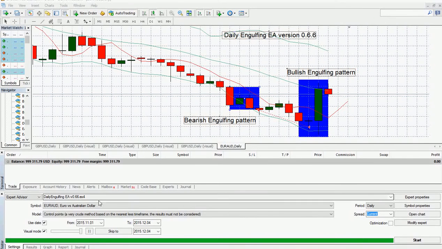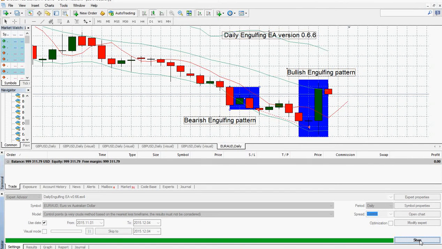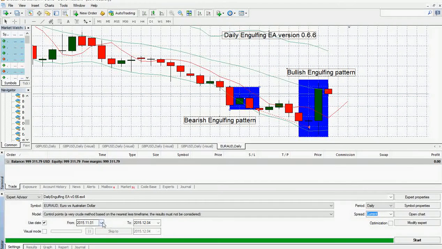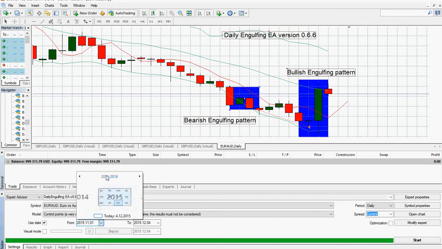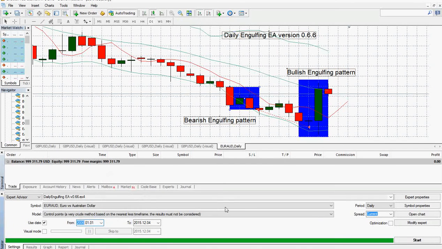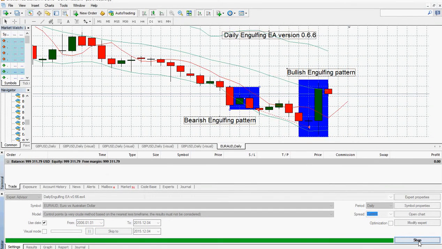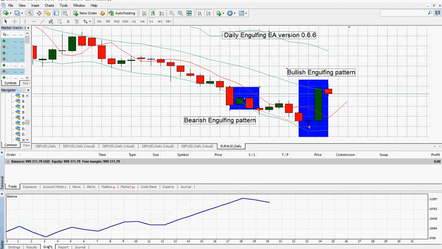For example, let me see, I will use control points in this testing. This is the Euro Aussie, as I see. Okay, let me start to test this. Let me put in some years, for example the last 10 years, something like that. And now we will watch the graph.